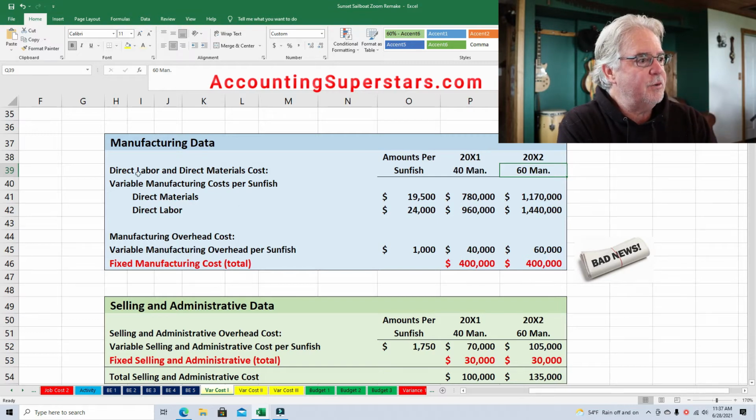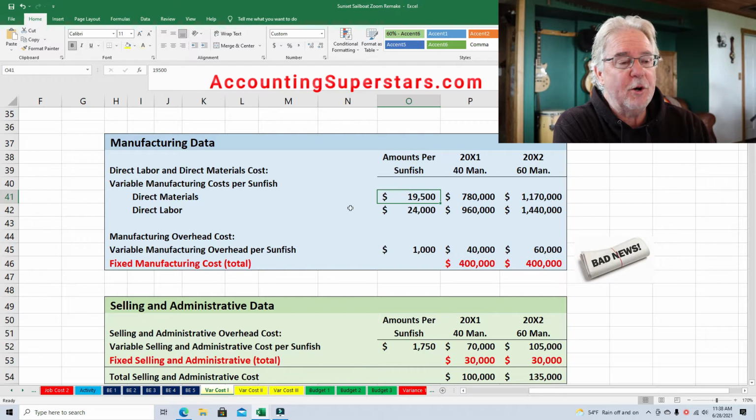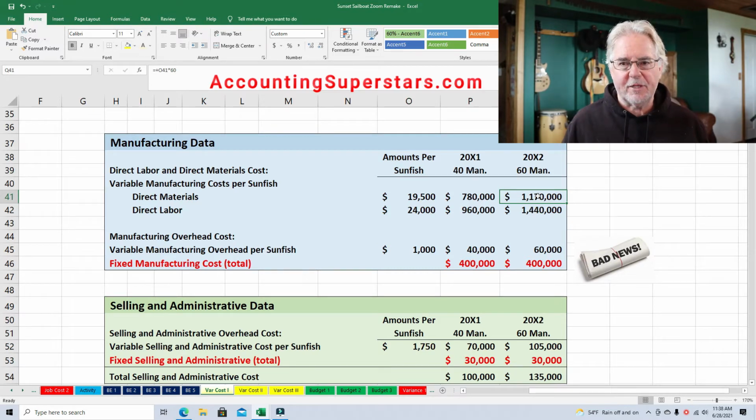So here we go. Direct labor and direct material costs. Here's variable manufacturing costs per sunfish. Direct materials: for each boat, it's $19,500, and if you do the math, 40 boats, $780,000, and 60 boats, you get $1,170,000. So these are the materials. This is the fiberglass, the teak wood, the rudders, the marine radios, the wiring, just all the direct materials.